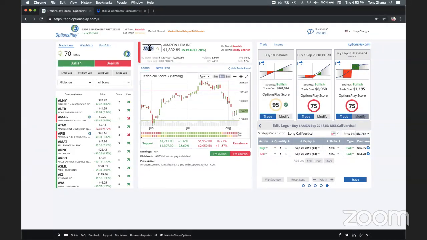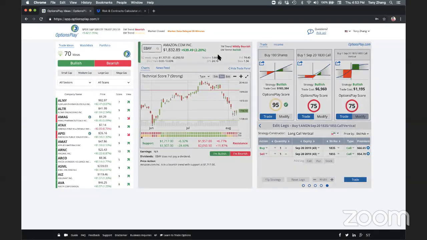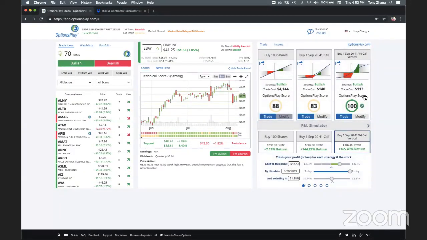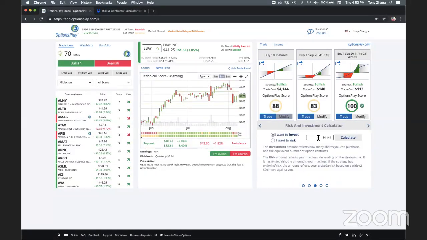And we really tried to make this as easy as possible, so that no matter what symbol you type in, you can quickly see how many contracts you can purchase. So for something like eBay that only costs $113, if I'm willing to risk $1,200 on a trade, as you can see, I can buy 10 contracts of this. But for something else that costs more, I might be able to trade 1 or 2 contracts or not be able to trade at all. And this is really how we use the risk and investment calculator to help you stay within your lane.